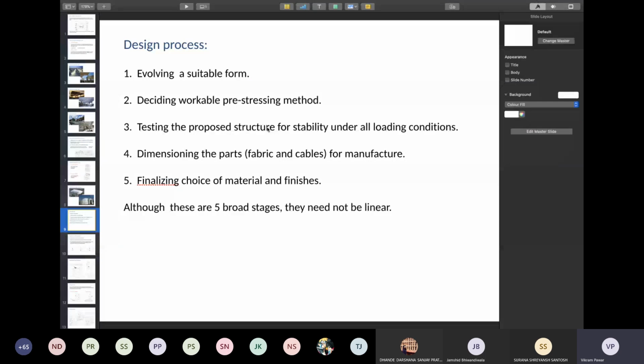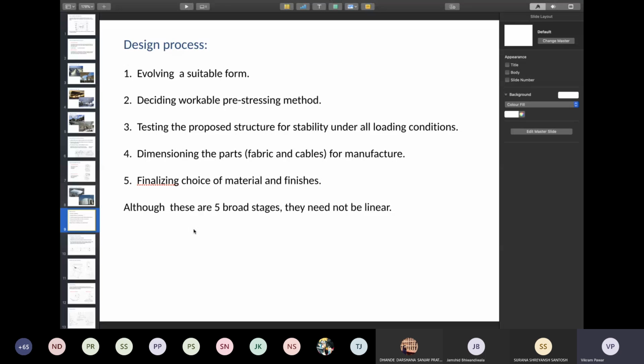Then you have finalizing the choice of materials and finishes. Depending on the longevity of the structure, whether it is on the seashore, whether you want the structure to last 1 year as an exhibition pavilion, or whether you want it to last 25 years or more, you will choose different materials. Obviously it also depends on the budget that you have.